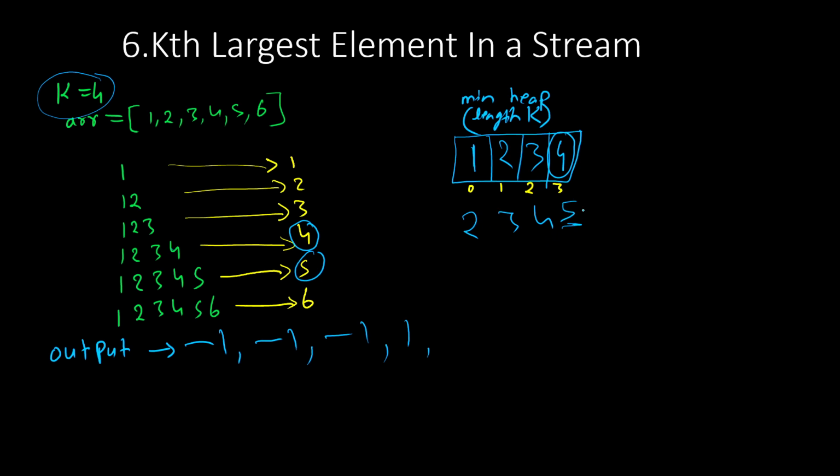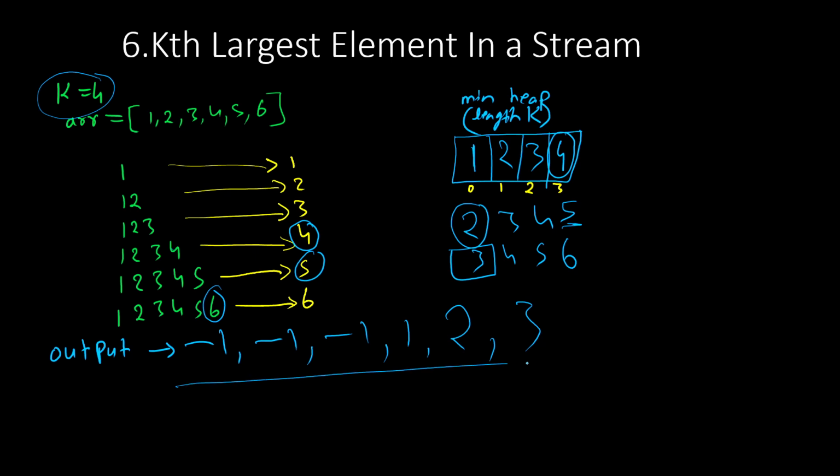Again, since 4 elements have been completed inside the min heap, we are going to return the top element into the result here. The top element in the min heap is 2 now. Now again the same will happen when we are entering the sixth element inside the min heap. We'll again check if the current element is greater than the top element of the min heap or not. It is greater, so we will pop 2. Now 3, 4, 5 will be there. 6 will be entered into the min heap here. Now into the result we will store the current top element, that will be 3. So our final output will be -1, -1, -1, 1, 2, 3.